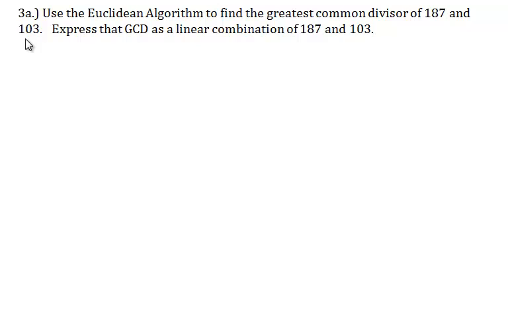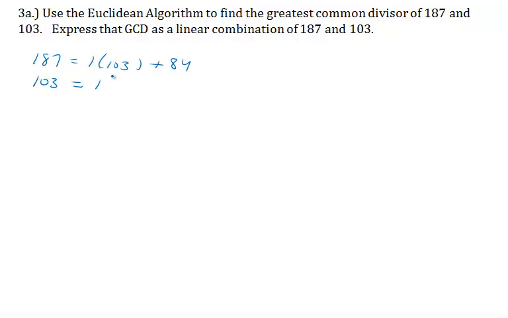I'm going to go through one more example here, and I'm going to go through it a little more quickly. I encourage you to pause the video and try to do the parts before you see me work through. The first part we're going to do is to find the greatest common divisor of 187 and 103 using the Euclidean algorithm. So 187 is 1 times 103 plus a remainder of 84.